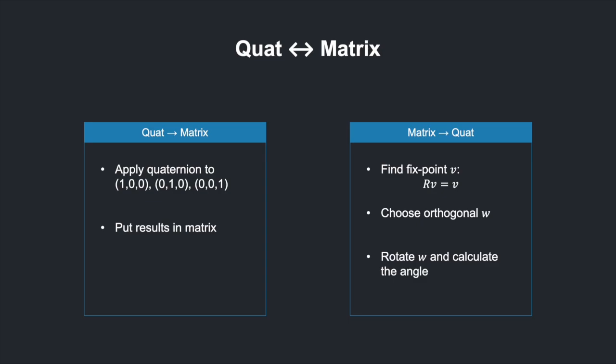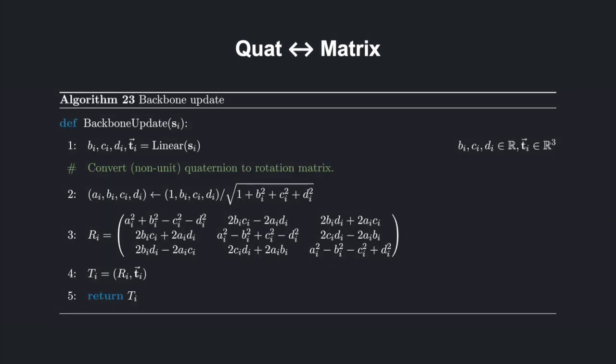One thing to note is that you don't need to work with actual values for the quaternion, but you can also perform the operation algebraically. This is how the conversion is performed in the AlphaFold paper, in algorithm 23. After normalizing the network output so that the quaternion is actually a rotation quaternion with unit length, the values are gathered in a matrix in line 3.